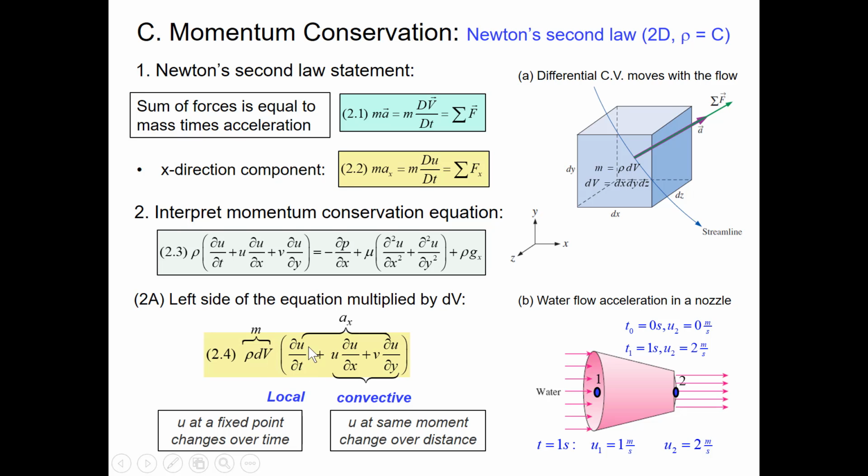2. The first term is the derivative of x direction velocity over time. It is acceleration, and it is local acceleration because at the same fixed point, like point 2, the velocity only changes over time.